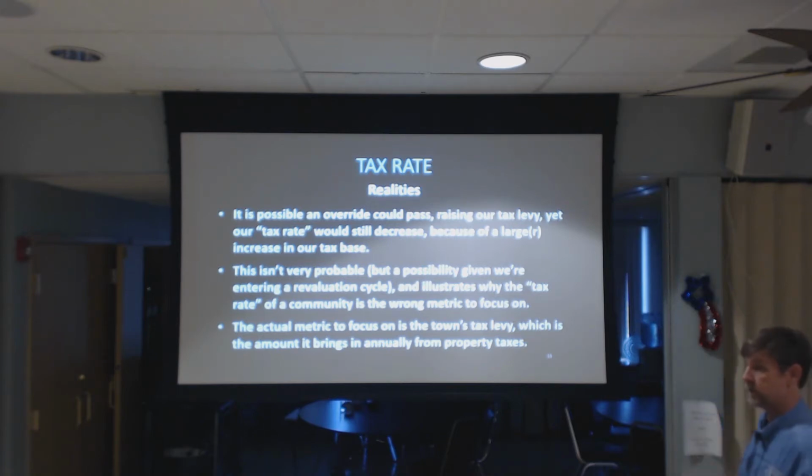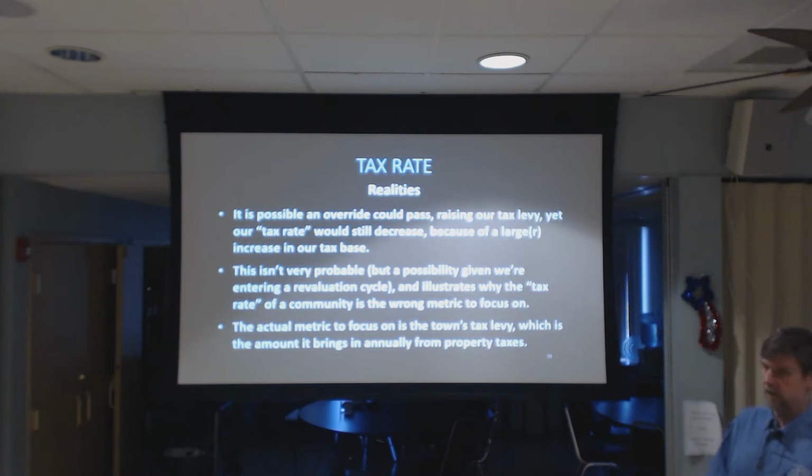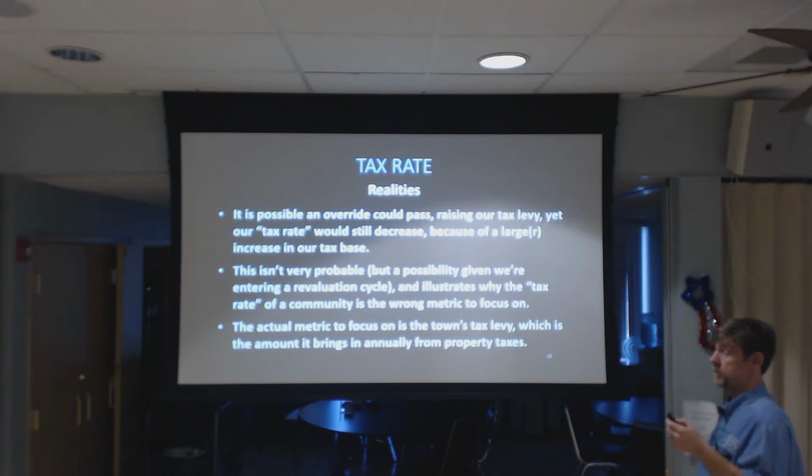And during a revaluation cycle, what happens is the assessors go out and they go through all the property in town and they take a look at it and they say, is this property assessed correctly? We'll talk about assessments in a minute. So it's possible, although not very probable, that even when the override passes in July, your tax rate could still end up going down.